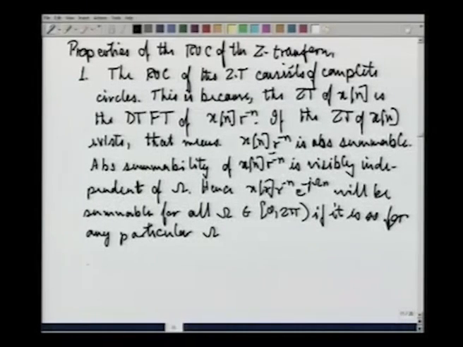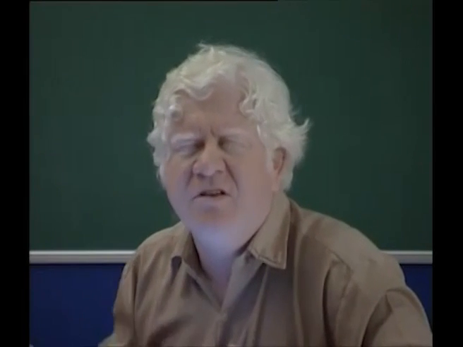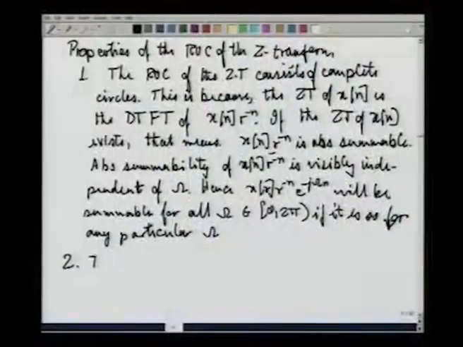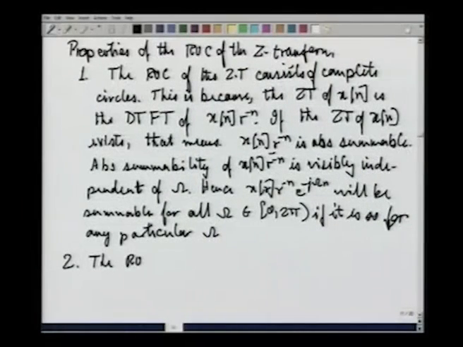The next familiar statement we make, the next property of the ROC of the Z transform, is that the ROC by its very definition is a region of convergence, and so it cannot contain any poles. The ROC cannot contain any poles.